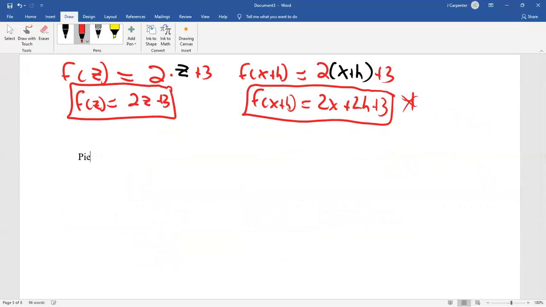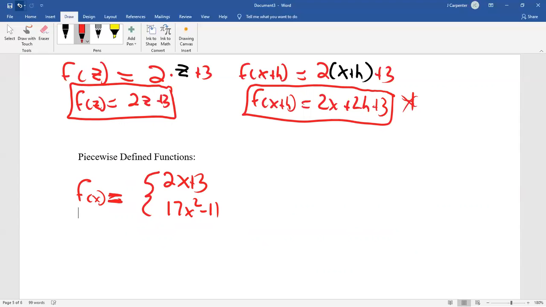Piecewise-defined functions. They look something like this. f of x equals, then you get a little curly bracket. Not all textbooks and teachers do this curly bracket. Sometimes you'll just see two things stacked on each other. So let's say 2x plus 3 here, and then, I don't know, 17x squared minus 11 here. This is still a piecewise defined function. But I really do prefer, and thankfully our textbook does as well, to have that curly bracket to emphasize that these are coupled, these are going together.